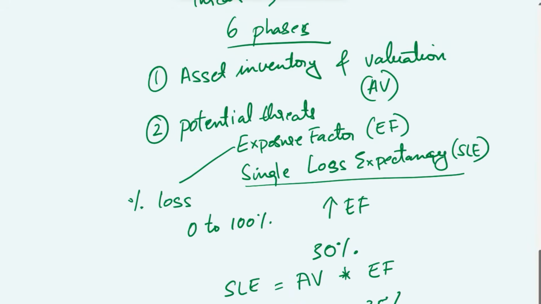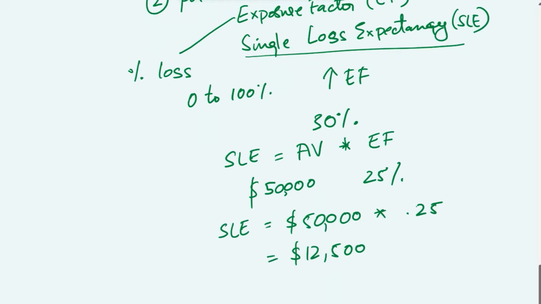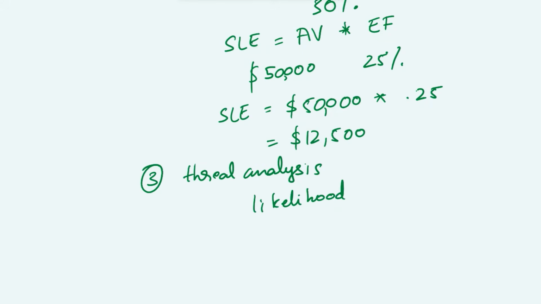Okay, in the first step, we got to know about the assets and their values. And in the second step, we identified the threats and the exposure factor and single loss expectancy of each listed threat. Let's go to the third step now. The third step is to perform a threat analysis to determine the likelihood of each threat occurring within a year.